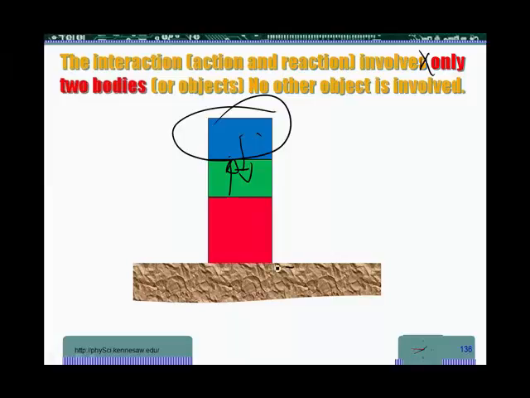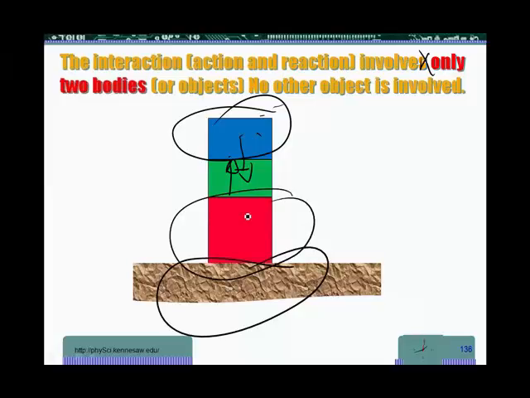Additionally, the floor here does not exert any force on the blue one. The blue one does not exert any force on the floor. The only block here that exerts a force on the floor is the red one. Now, the red one exerts a force on the floor, and the floor exerts a force back on the red one. Also, the red interacts with the green one. The green exerts a force on the red, and the red exerts a force on the green. Okay? Always two objects. Don't think of more than two objects.